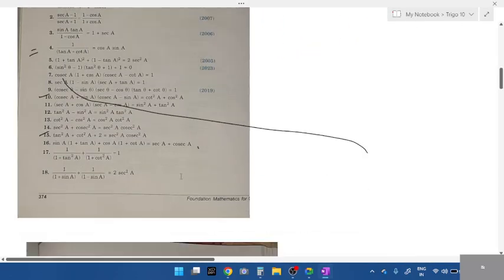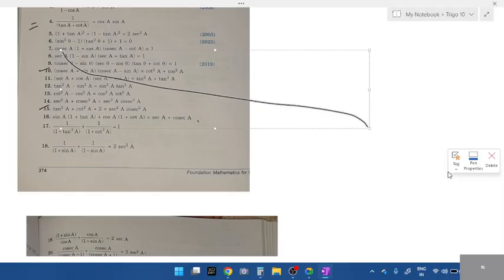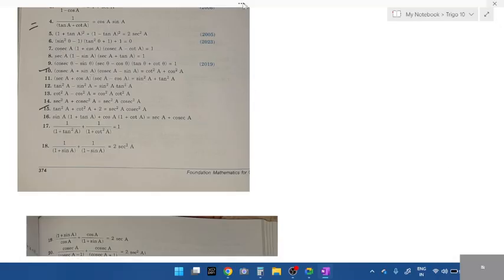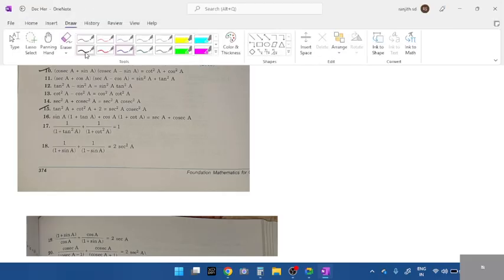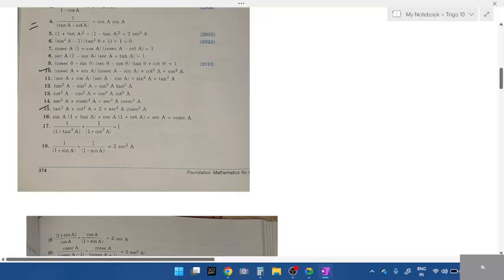Okay, it's a trigonometry question. Start solving this, students. Next one. We did this in 2020. This one is done. 19. 12th question. Look at the 12th one. Tan square A minus sine square A is equal to sine square A into tan square A.